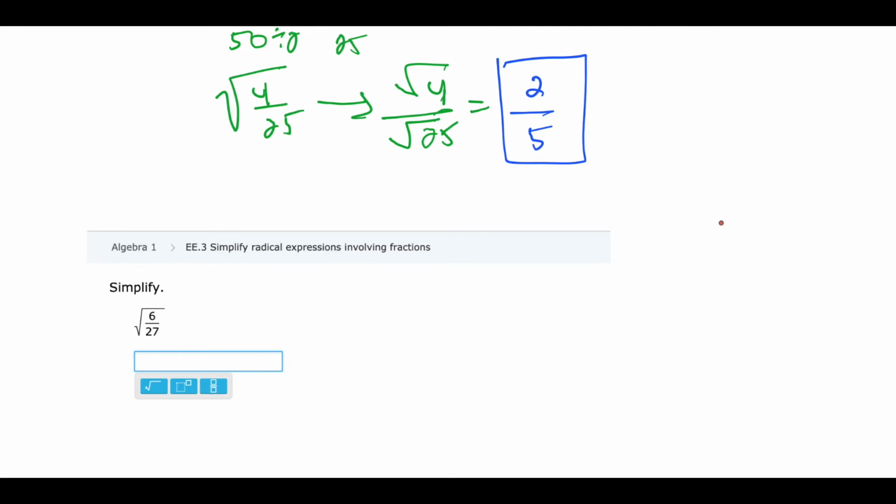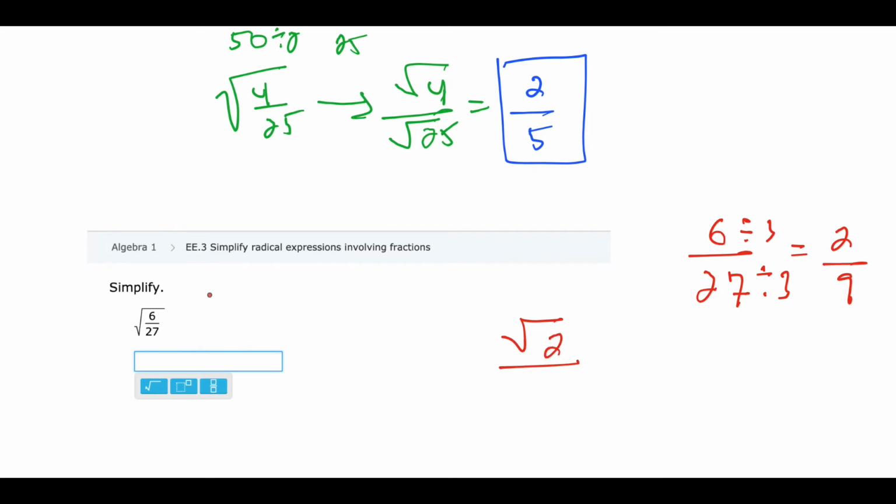So let's just think about the number 6 over 27. Is there a number that can go into both? Yeah, three. So divide by 3, divide by 3. What's 6 divided by 3? Two. 27 divided by 3? Nine. So then you see how that's like a perfect square. So then you end up with the square root of 2 over the square root of 9, which is our final answer of root 2 over 3. Okay.